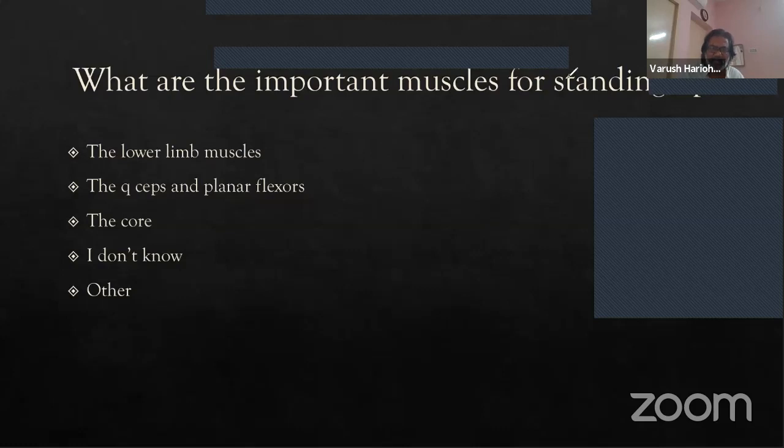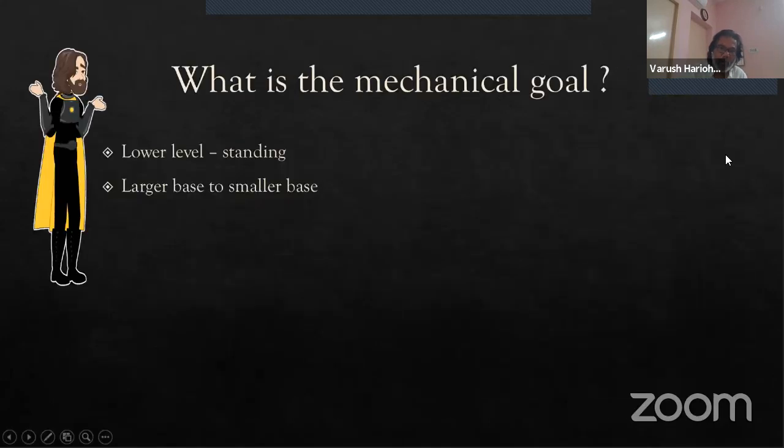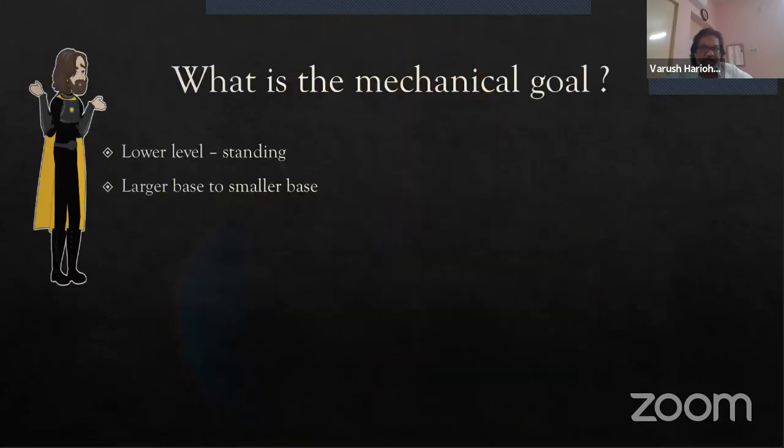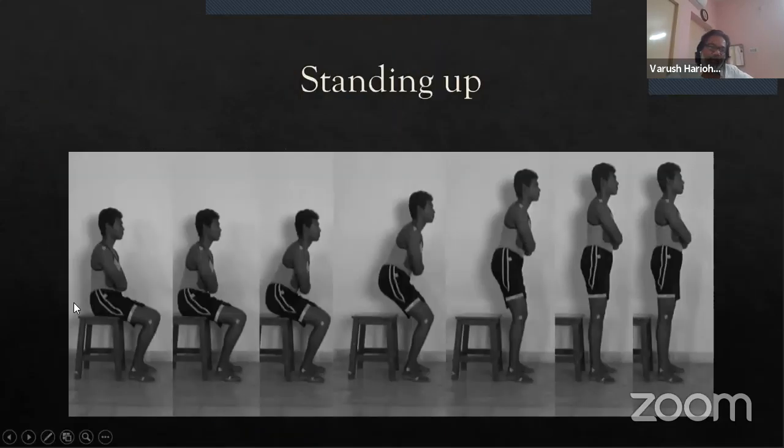The core and the trunk, not necessary. That's why I kept on saying that you have to move forward and upwards, right? So we are going to go back to our first slide, right? Remember, the movement is the human biology, the human system moving, not just your lower limb. And which direction is it moving? It is moving forward and upwards. When it is moving forward and upwards, you have to produce a force which is pushing you forward and upwards.